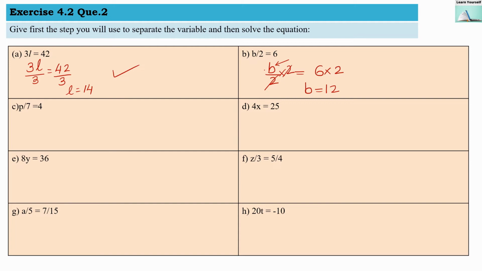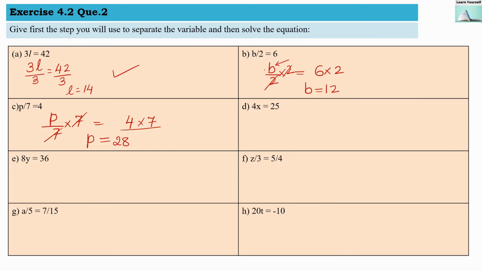Equation C. It is P divided by 7 equals 4. So 7 is in division. If I want to separate this P, I have to multiply with 7 on the RHS. Same way, I am going to multiply the 7 on the LHS. So here my 7 will get cancelled out. My P variable will be separated, and I will get the value, that is 4 into 7 is 28. So this is the value for P.